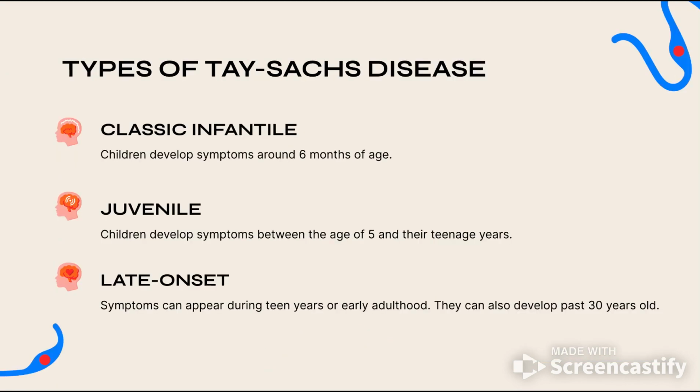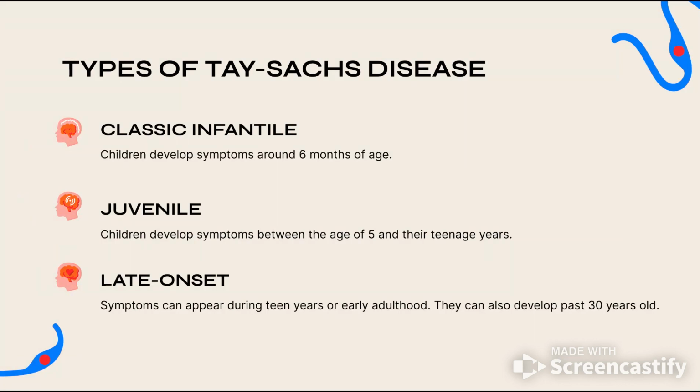Types of Tay-Sachs disease. So there are 3 types of Tay-Sachs disease, which depend on when the symptoms develop. The first form is classic infantile, which is the most common form of Tay-Sachs disease. This usually results in death, and children with the condition usually do not live past 5 years of age.